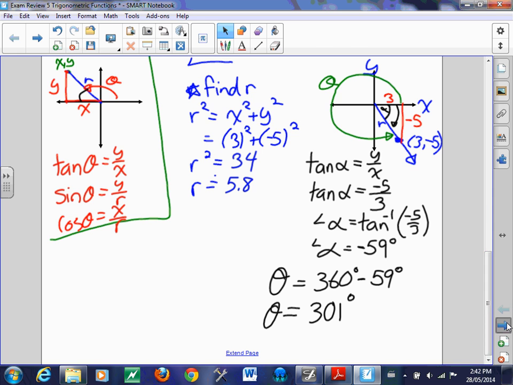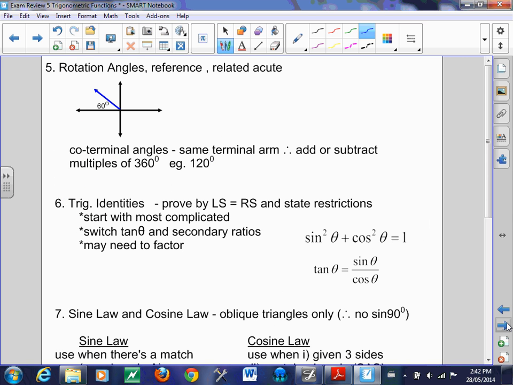All right, let's flip to the next page. Now we're going to take a look at rotational angles, reference angles, and related acute angles. Ladies and gentlemen, remember that if you're given, for example, a reference angle, which is this one right here, 60 degrees, and I'm asked to find the rotational angle, it always starts with the initial arm, which is at the positive x side, and goes to the terminal arm, which is where you can see it visibly shown. And we usually use that for theta.